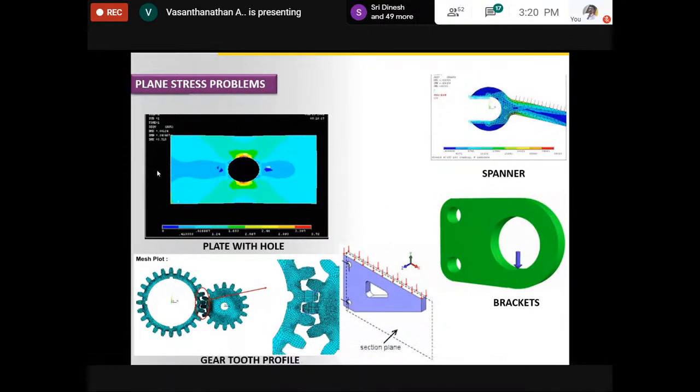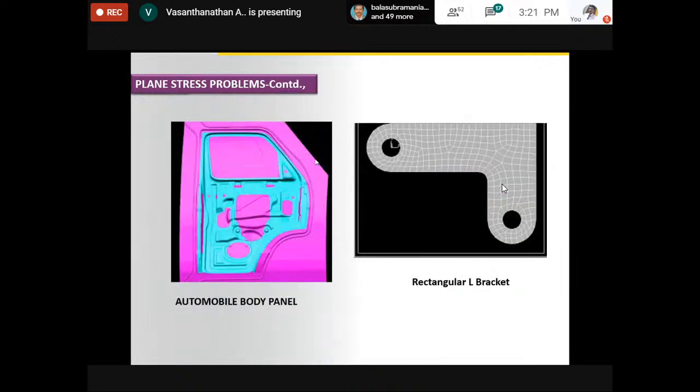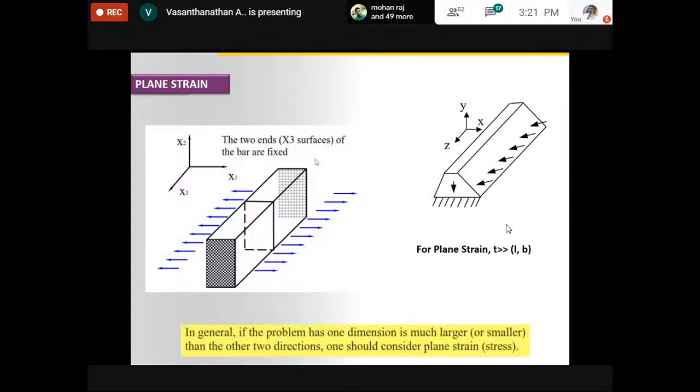For components like this plate with hole, there is one more opportunity for you. It's not that you must model the full model. You can also go for a half model. You can also go for a 1/4 model, and you can simplify your results. You are solving a full model versus a 1/4 model; if you compare the computation time, it is very easy for you. So this comes under plane stress. Most of the automotive components, for example a rectangular L bracket, come under this plane stress. So no need to model the thickness.